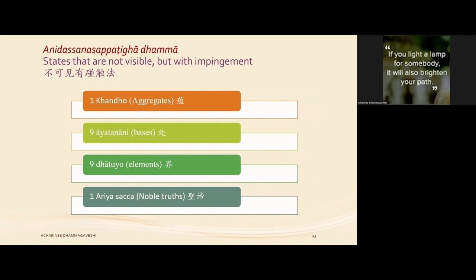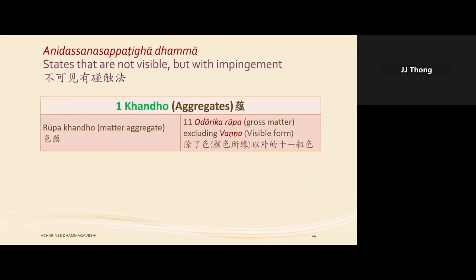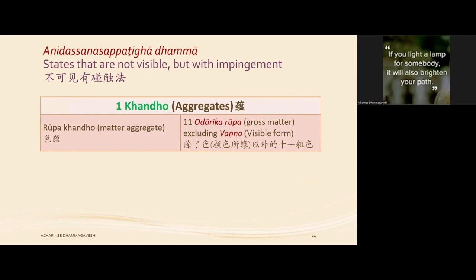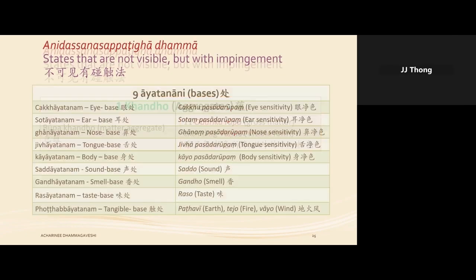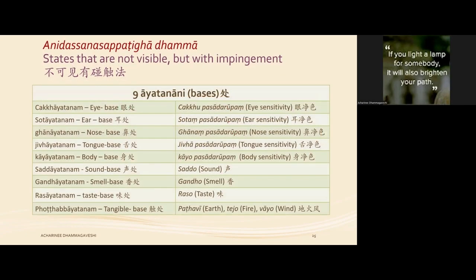So all of these dhammas are classified under one khandho, aggregates, 9 ayatana, 9 dhatu, and 1 Arya Satya. So the 11 Odarika Rupa, the gross matter, excluding Vanu, visible form, are classified under one khandho, Rupa khandho, matter aggregate. They are classified under 9 ayatana.